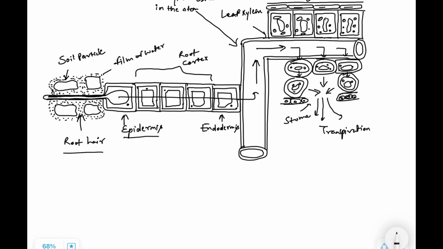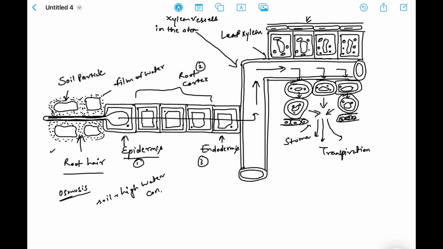They absorb water from the soil by the process of osmosis, okay, where movement of water takes place from a region of higher water concentration, that is in the soil, to an area of lower concentration, that is inside roots. The absorbed water passes through first the epidermis, then the root cortex, and then the endodermis. And then this absorbed water finally reaches the xylem vessel in the root.